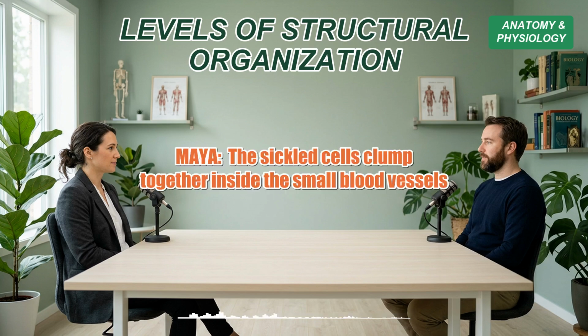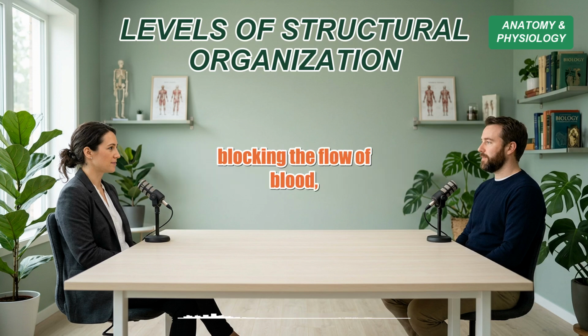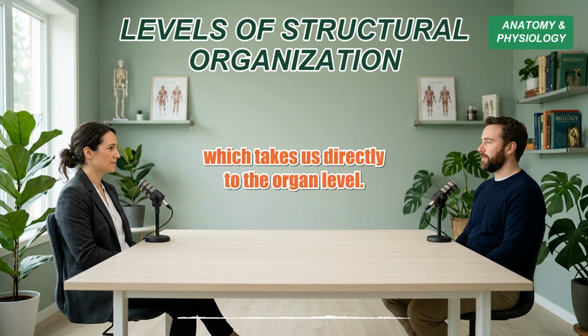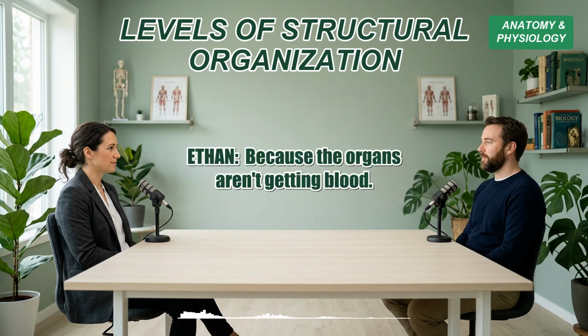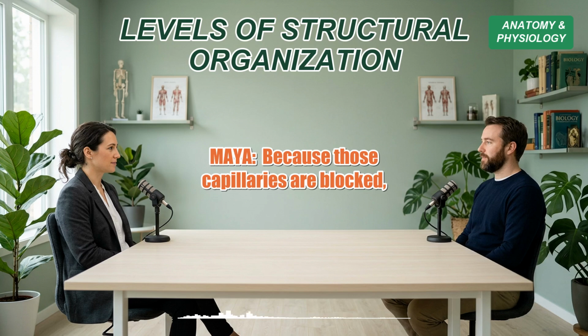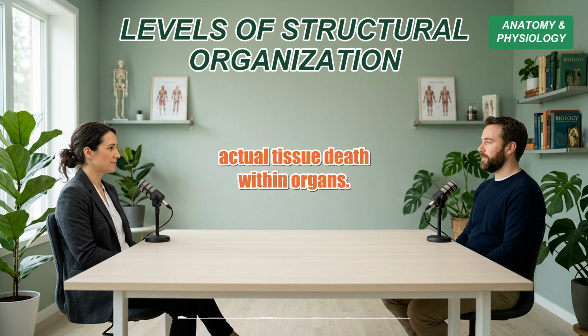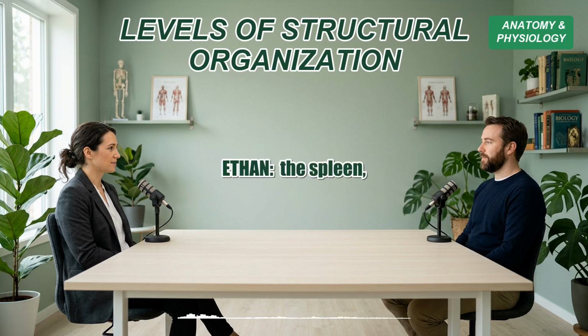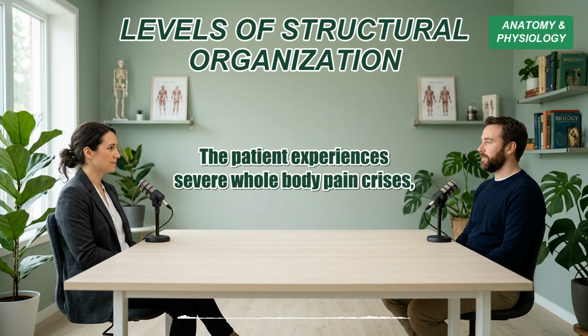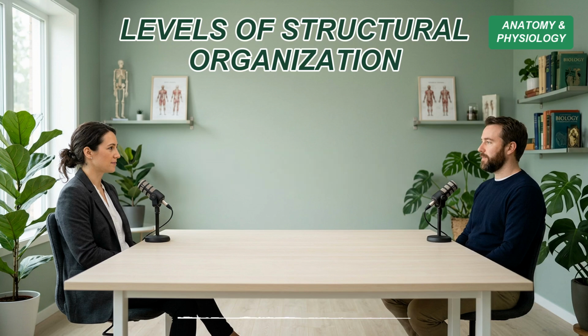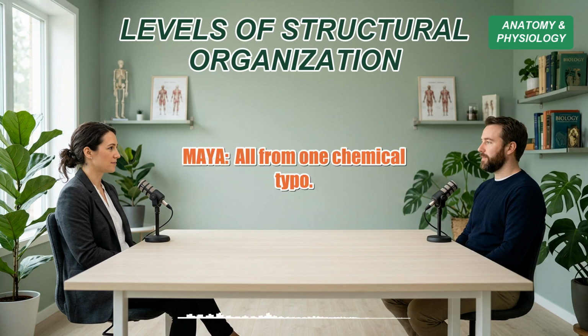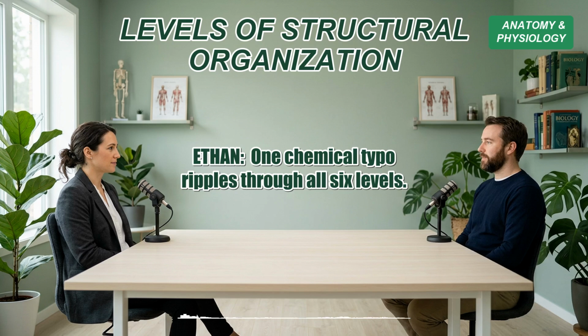Exactly. The sickled cells clump together inside the small blood vessels, blocking the flow of blood, which takes us directly to the organ level. Because the organs aren't getting blood. Because those capillaries are blocked, they can't deliver oxygen. This starves the local tissues and leads to organ infarction, actual tissue death within organs. It commonly damages the spleen, the bones, and the lungs. Which means failing organs cascade all the way up to the organismal level. The patient experiences severe whole-body pain crises, chronic anemia, and systemic damage. All from one chemical typo. One chemical typo ripples through all 6 levels.